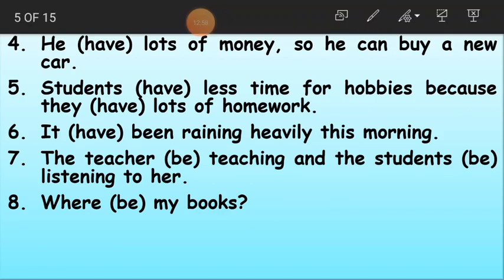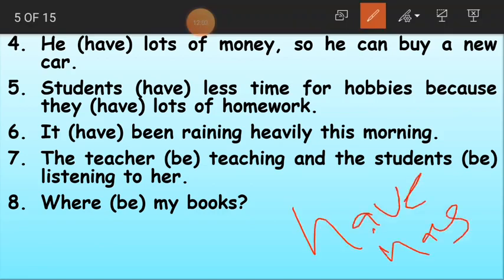What are they? Have, has and had. Okay. This have verb is going to change as have or has or had according to the subject and the tense. Tense in the sense whether it is a present tense or past tense. Okay. Now the fourth sentence.